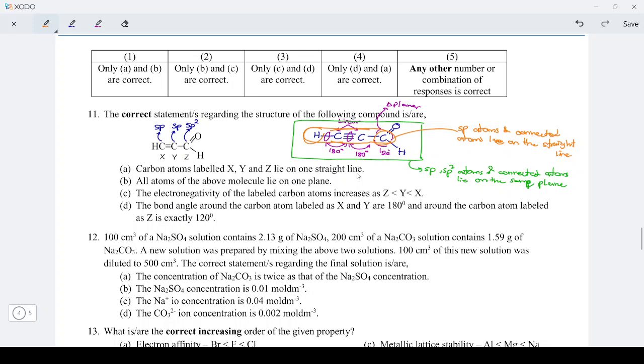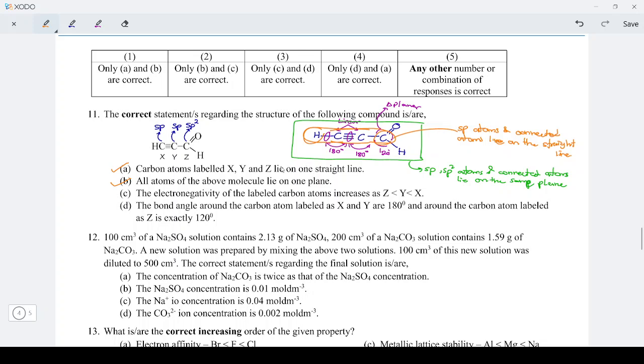You have to check the hybridization, or you can go with the geometry shape, and decide whether they are in the same line or same plane. And this is a very common MCQ point in our papers. Right. So now you can see they all lie in the same straight line, the carbon atom. So the first statement is true. And the second one is also going to be true because all the above atoms lie on the same plane. So the first two statements are correct depending on the theory we just reviewed.